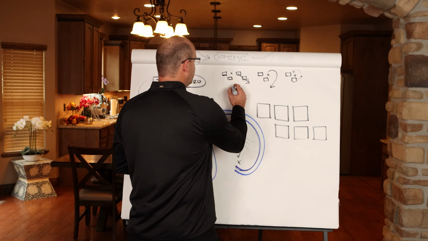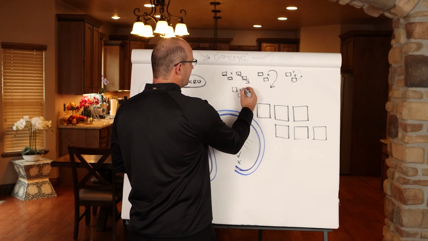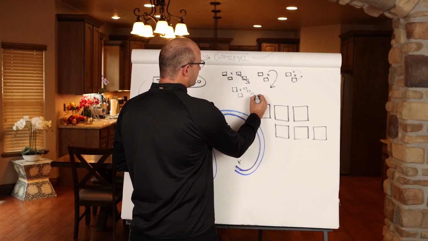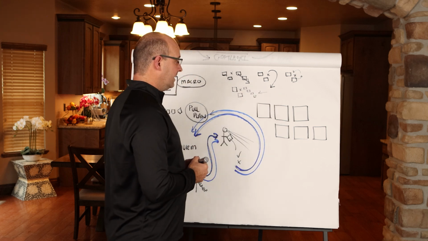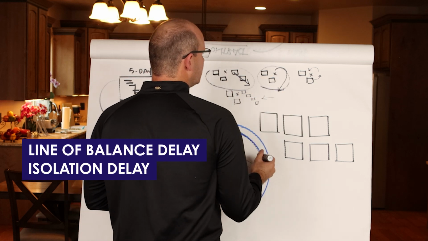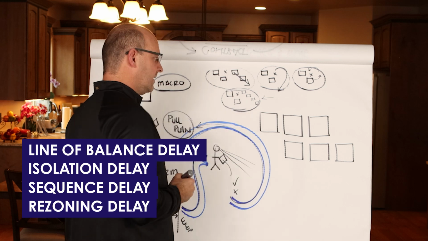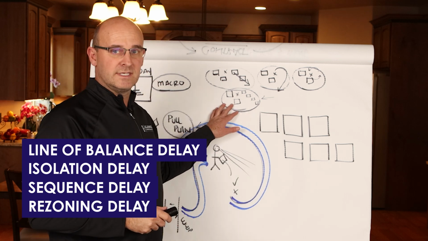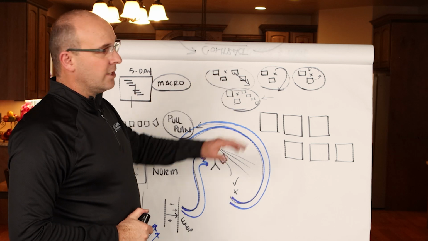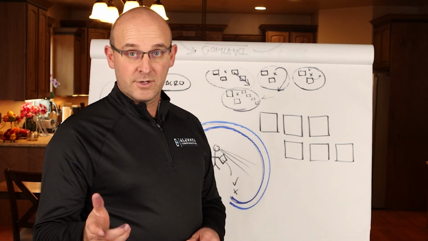Another thing that you can do if you have a delay in the overall progress is you can rezone and basically increase the number of zones to pull in the overall end date. This right here, line of balance delay, this is an isolation delay. This is a sequence delay, and this is a rezoning delay. There's actually a lot more listed in the book Takt Planning and Takt Steering and Control, but these are solid methods that we can use in order to make sure that we're updating our production plan throughout.